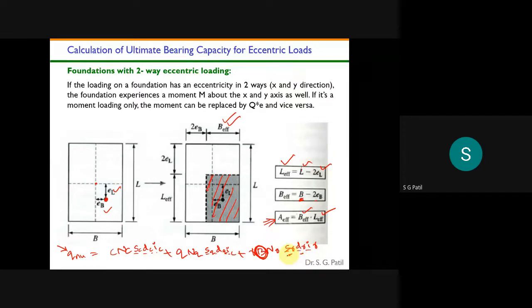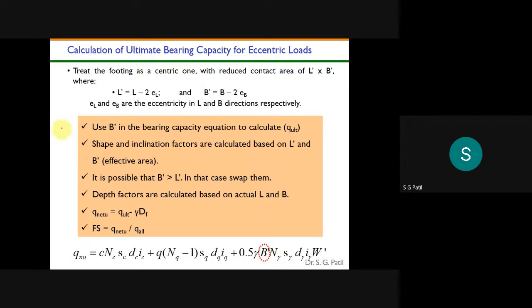While calculating these shape factors and depth factors, for calculating shape factors I should use the effective dimensions. But while calculating the depth factors, I should use total dimensions. So those things I have put here. This is the procedure for how we can proceed to calculate the bearing capacity equations. This is my bearing capacity equation from IS 6403.